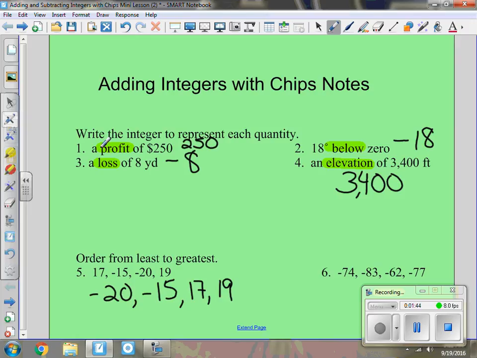On number 6, this is a little bit tricky because they are all negatives. Remember, the bigger the number is in the negative, the smaller that actual integer is worth. So our first one is negative 83. Negative 77, negative 74, and negative 62. All right, we are ready to move on to our next slide.